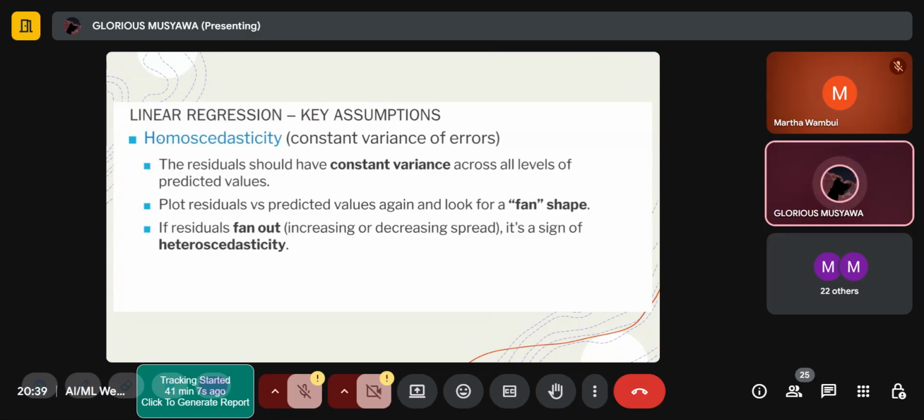The other assumption is homoscedasticity, constant variance of errors. The residuals or error should have a constant variance across all levels of predicted values. So what's variance to start with? Mathematically, what's variance?